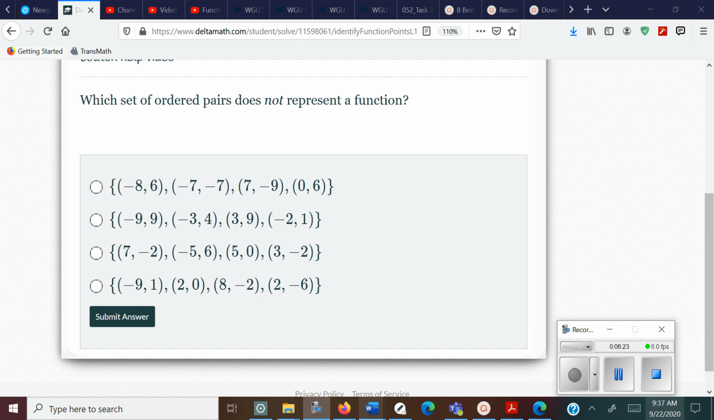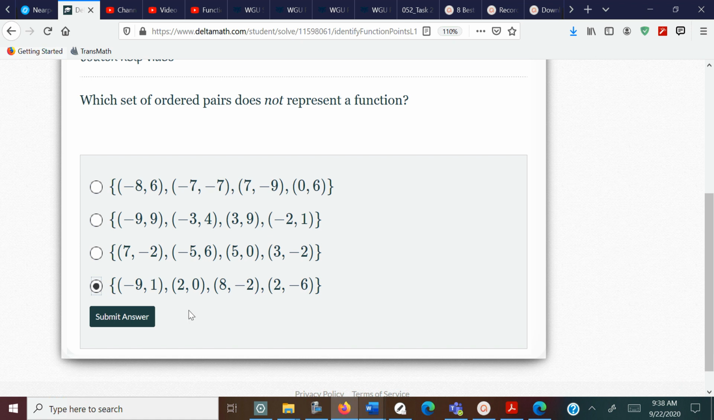So we look through here and we've got -8, -7, 7, 0. That's a function. -9, -3, 3, -2. That one's a function. 7, -5, and 5, and 3. Even though it's got -5 and 5, those are two different numbers, so that's still a function. And let's see. -9, 2, 8, 2. We've got two twos, so this one is not a function. So we select that one.